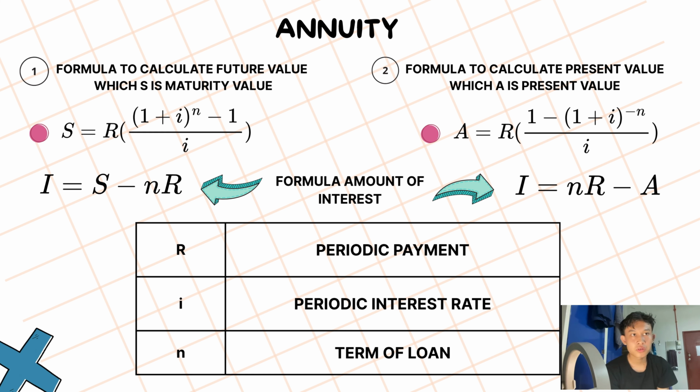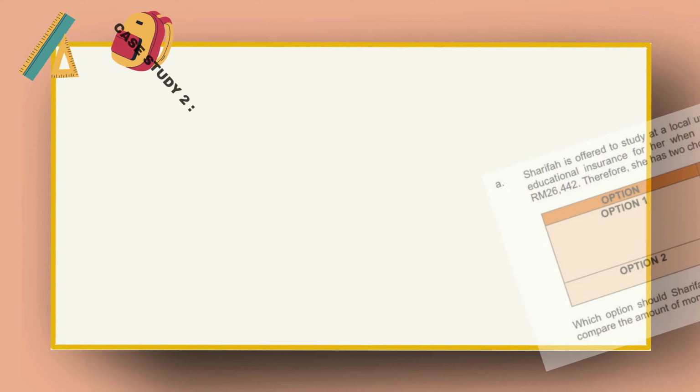Today I will be presenting a financial calculation involving compound interest with monthly payment. The formula to calculate future value, where S is the maturity value, is S equals R bracket 1 plus i bracket to the power of n minus 1, divided by i. The formula to calculate present value is A equals R bracket 1 minus bracket 1 plus i bracket to the power of negative n, divided by i. The formula for the amount of interest is I equals S minus nR, and I equals nR minus A. R is the periodic payment, i is the periodic interest rate, and n is the term of the loan.